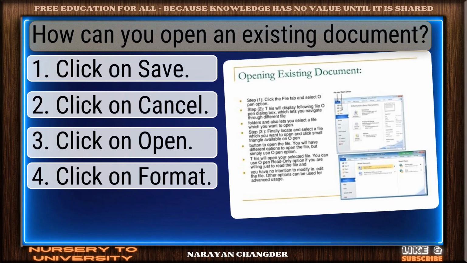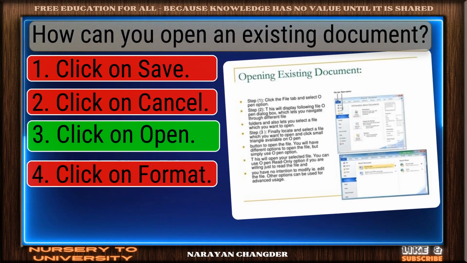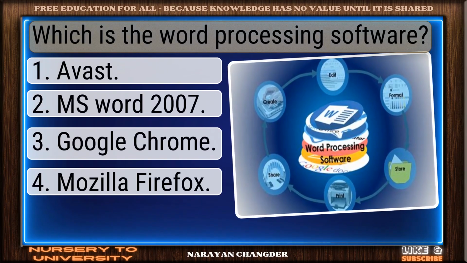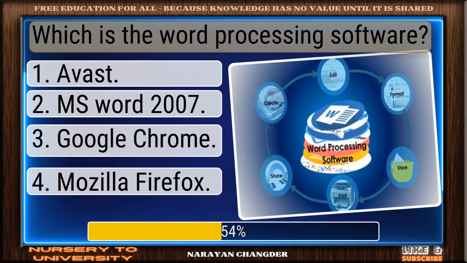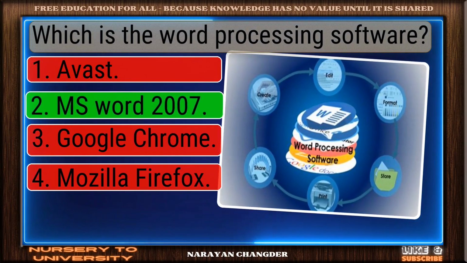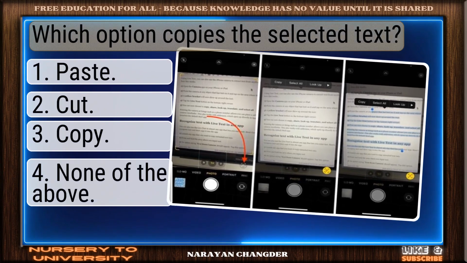How can you open an existing document? Bravo. Click on Open is the answer. Which is the word processing software? Good thinking. MS Word 2007 is the right answer. Which option copies the selected text?